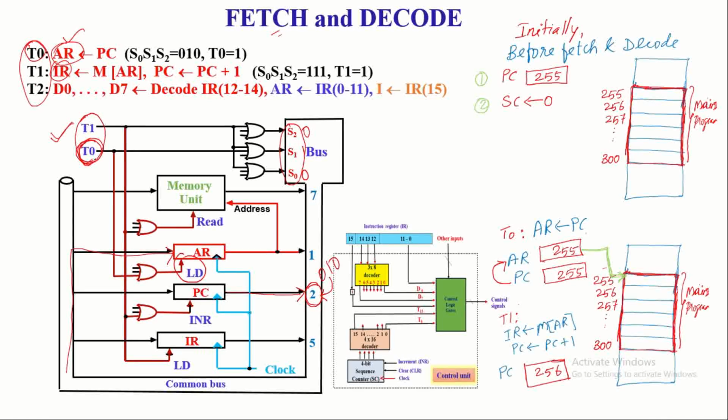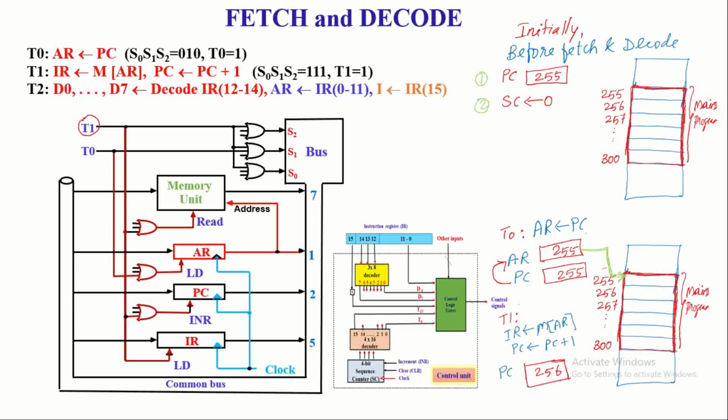You can observe here that the timing signal T0 is connected to the load signal of the address register and the selection input lines of the bus.